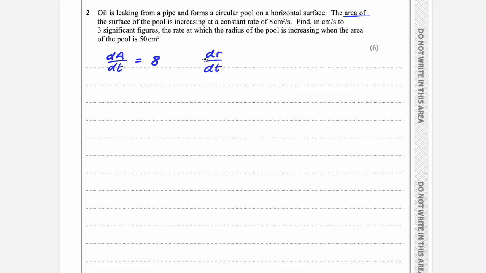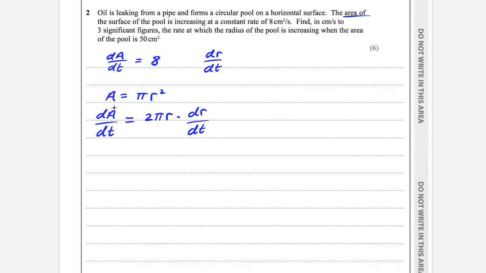That is the rate of change of the radius with respect to time. Now we know that the area is equal to the area of a circle. It's a circular pool. The area is pi r squared. So if I differentiate this with respect to time, dA/dt is equal to 2 pi r times dr/dt. This is the chain rule, guys. It's because I'm differentiating with respect to time, not with respect to r.